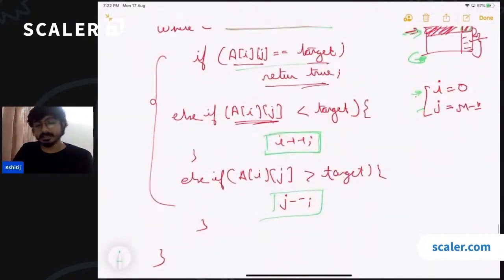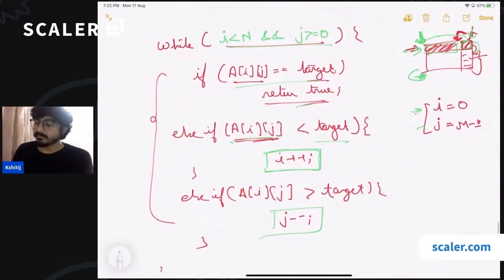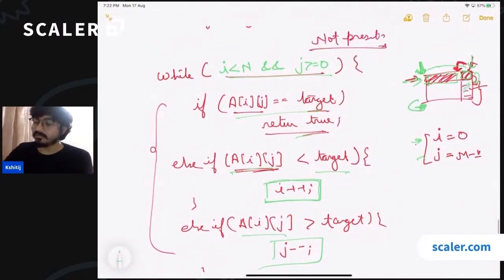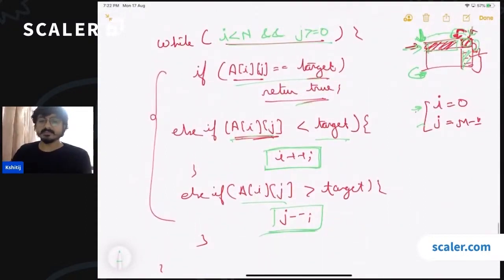And if you find the target, it's good, return true. If this current element is less than the target, all the elements of the first row will also be less than the target. So ignore them, move to the next row. If this element is greater than the target, then all the elements of this column will also be greater than the target. So ignore them, move to the previous column, okay? And we search the element.